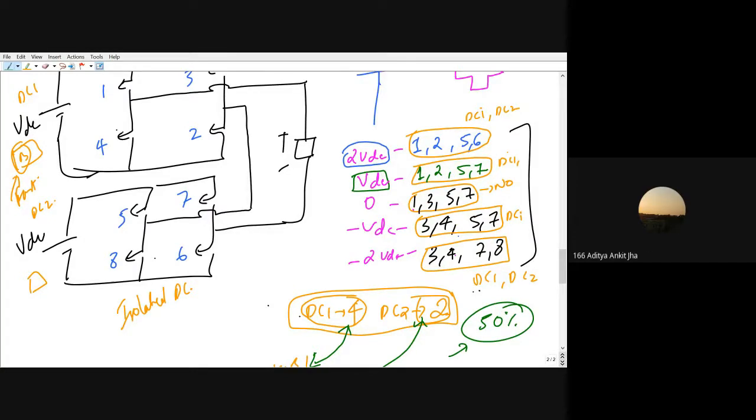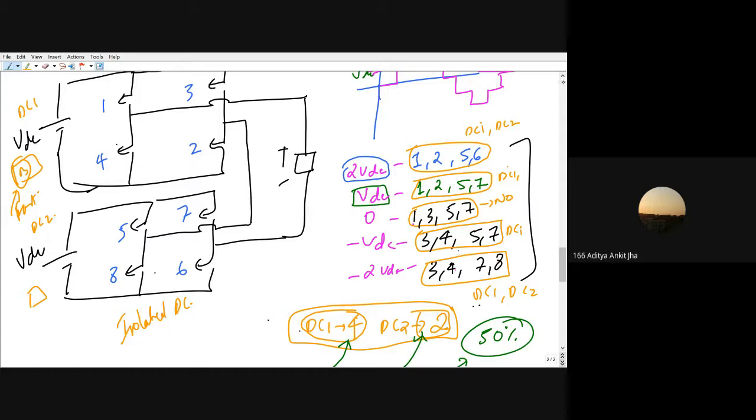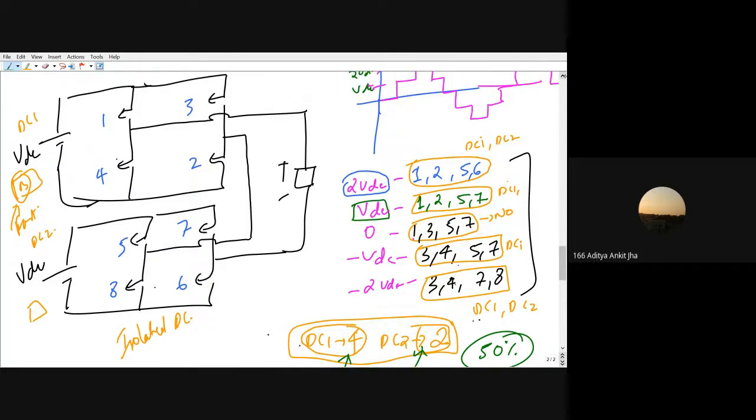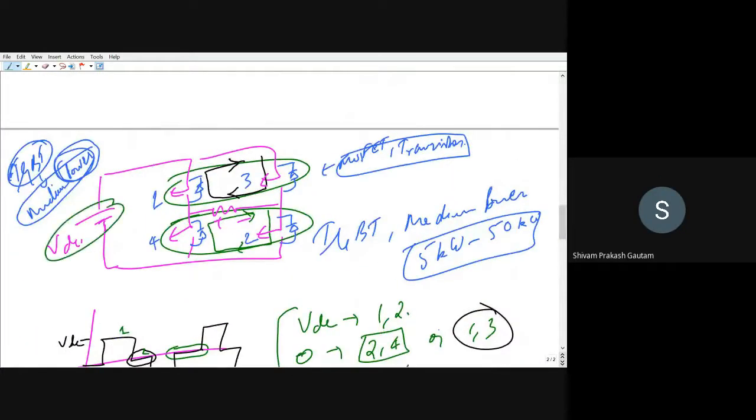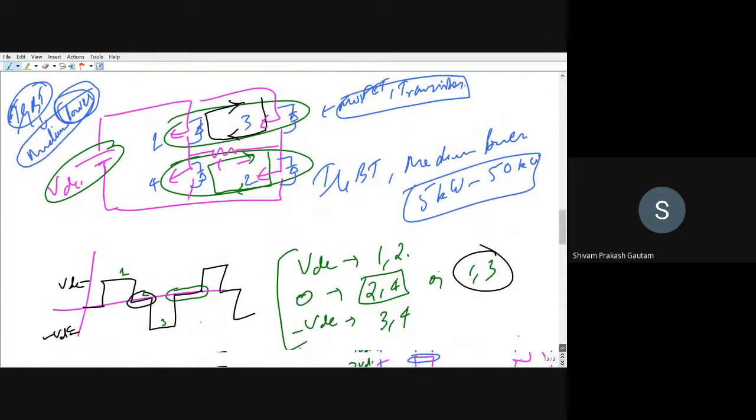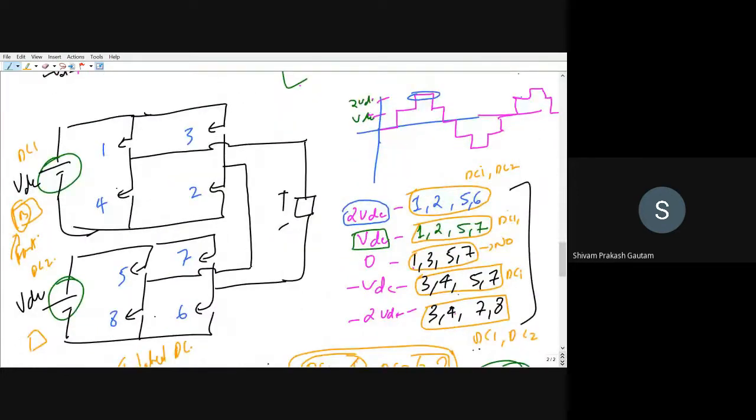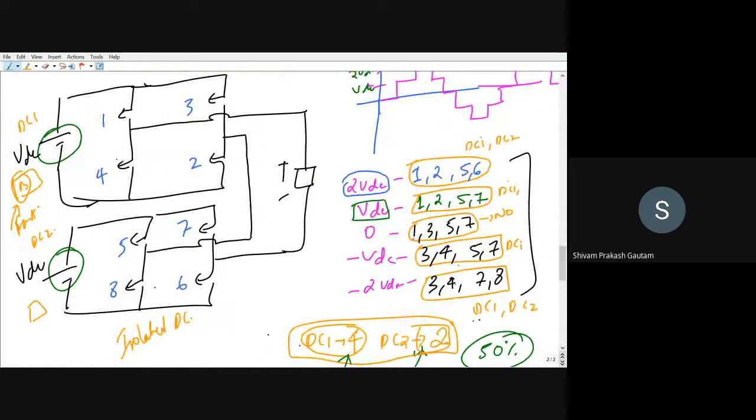Sir, why can't we use the same DC source? Is there any reason behind it? Same DC source means, because you have to provide 2 DC sources to get 5 level. If you use only a single DC source, then you will get 3 level. We have seen here, only a single DC source we have used. But in order to generate 5 level, 2 DC sources are used. For 7 level, 3 will be needed. For 9 level, 4 will be needed.